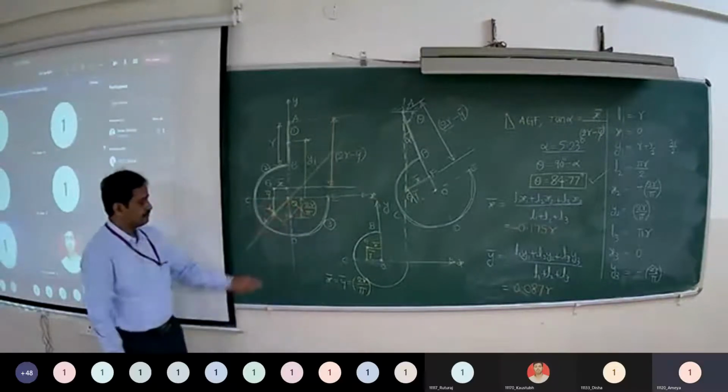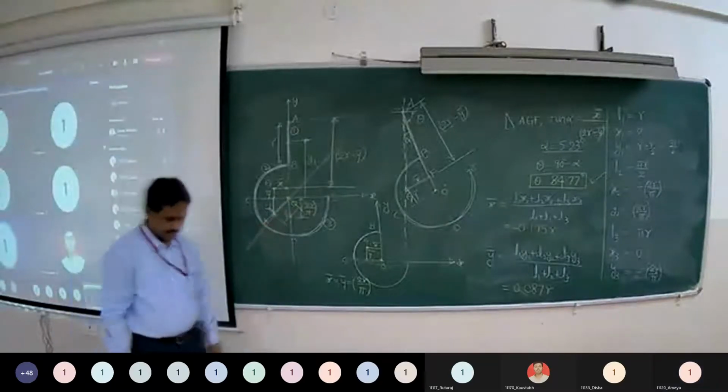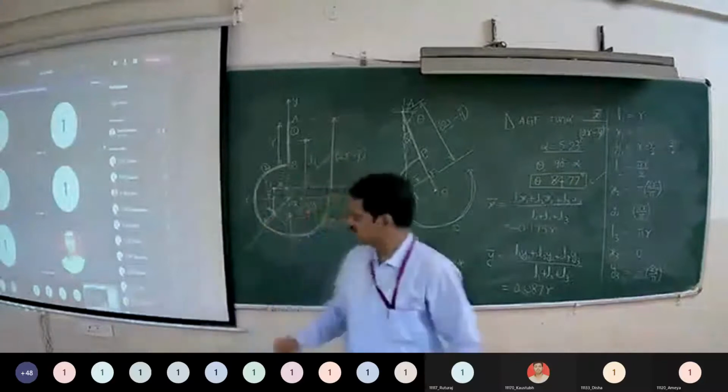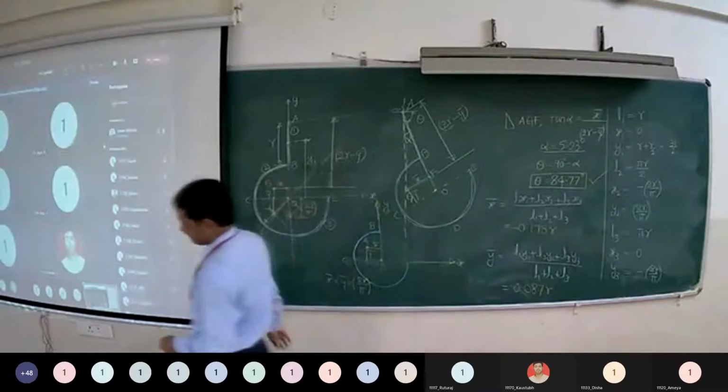Sir, can't we take the components about the x and y axis? You can take. You can solve by taking this one as a circular arc also. No worries.